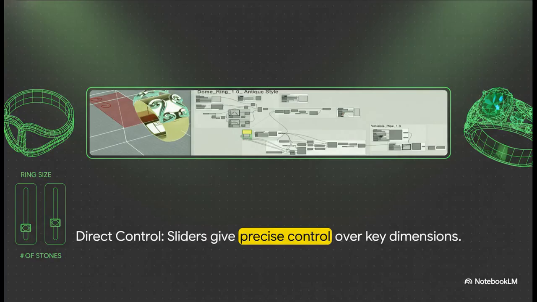So the first one, direct control, is probably the most obvious way to use a slider. You just tie it directly to some specific dimension. So if you need to change a ring size, guess what? You move the ring size slider. If you want to change how many stones are in it, yep, there's a slider for that too. It's all about precise, predictable control.